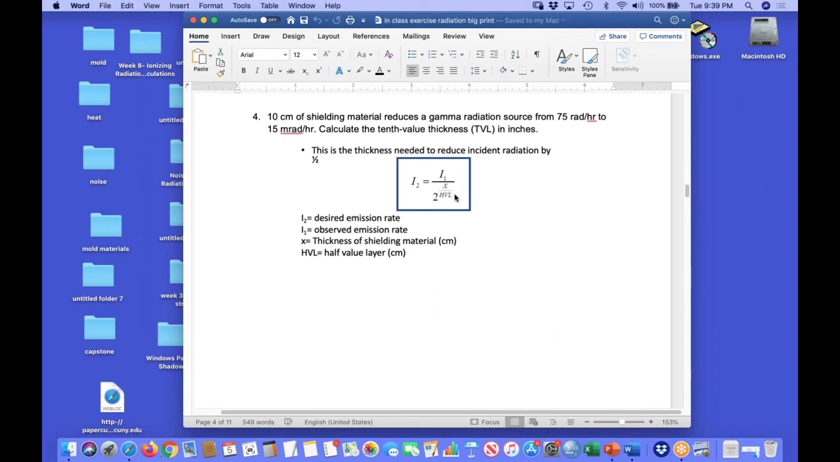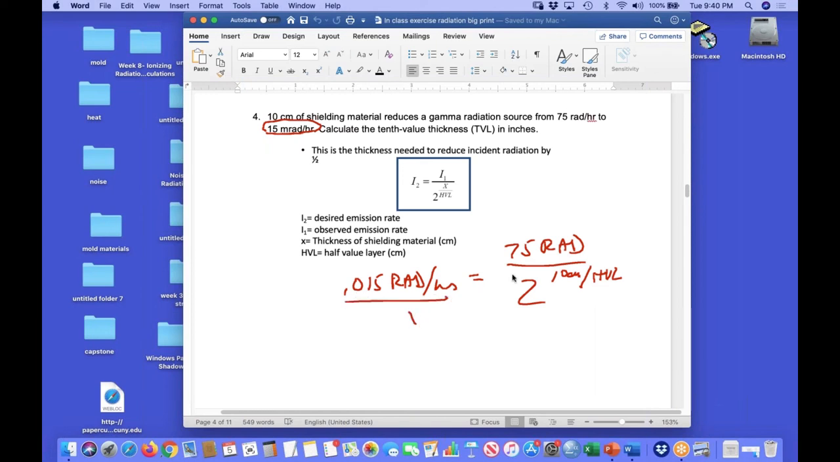So what we're doing is we're finding the half value layer, the thickness of the material that you need to reduce the radiation in half. Okay, so the final energy level that we're at is 0.015 rad per hour, right? That's 15 millirads, which is the same thing as 0.015 rad per hour, is equal to the initial energy, which is 75 rad per hour, divided by 2 to the thickness that we're dealing with, which is X, which is 10 centimeters, over the half value layer, the thickness of the half value layer.